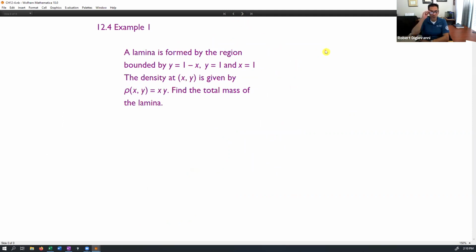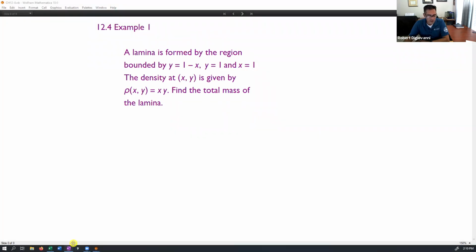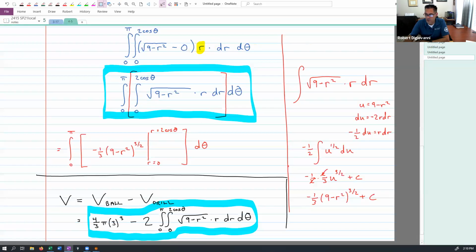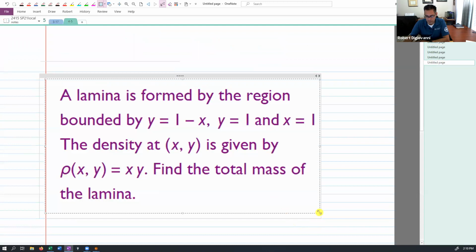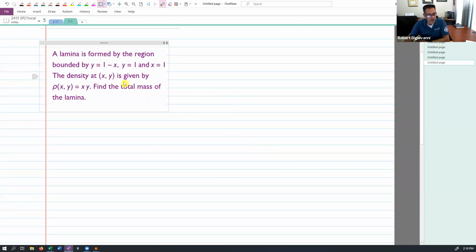Okay, so a lamina is formed by the region bounded by these curves. I'm going to take this onto a new page. Like I said, I'm not going to do the whole problem. I just want to at least get us set up so you can see how this works. So a lamina is formed by the region bounded by these curves. The density at (x, y) is given by this density function.